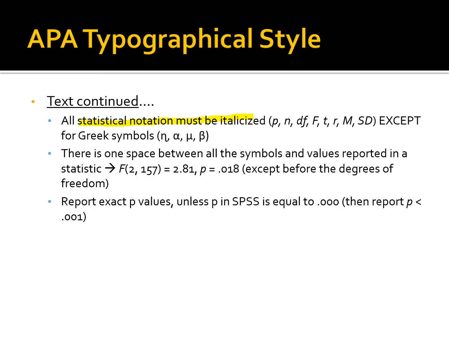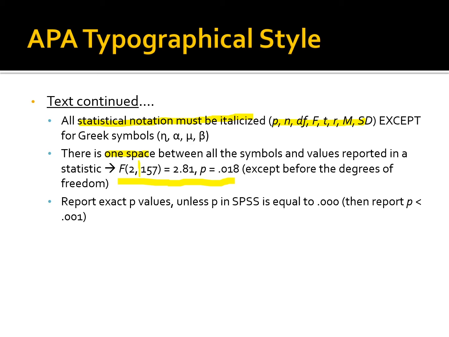Further text information, when you're writing results sections, all statistical notation must be italicized. So this includes p for probability, n, degrees of freedom, F, t, r, mean, standard deviation, standard errors, etc. The exception to this are Greek symbols. So eta, alpha, mu, beta, any Greek symbol is not italicized. Every other statistical symbol is italicized. There is one space between all the symbols and values reported in a statistic, except before the degrees of freedom.